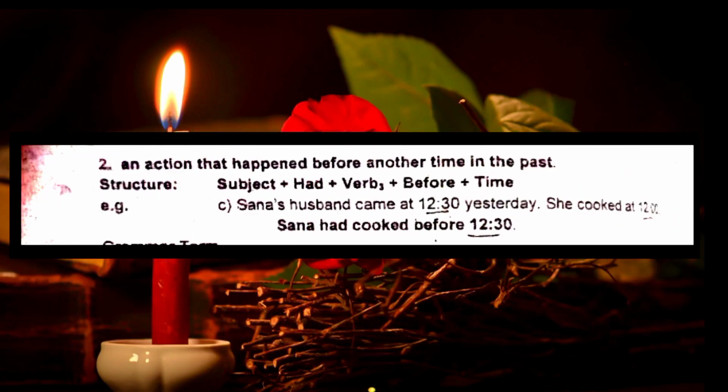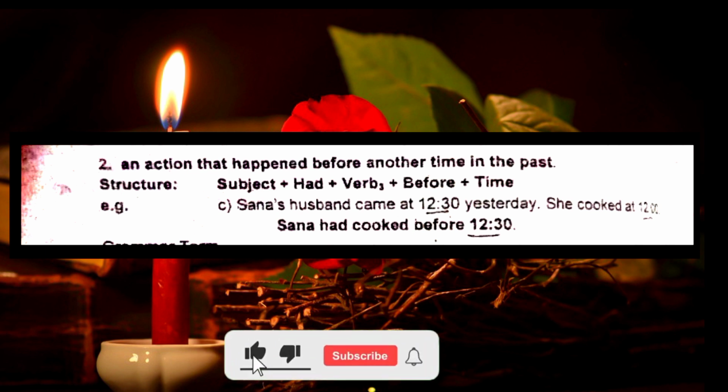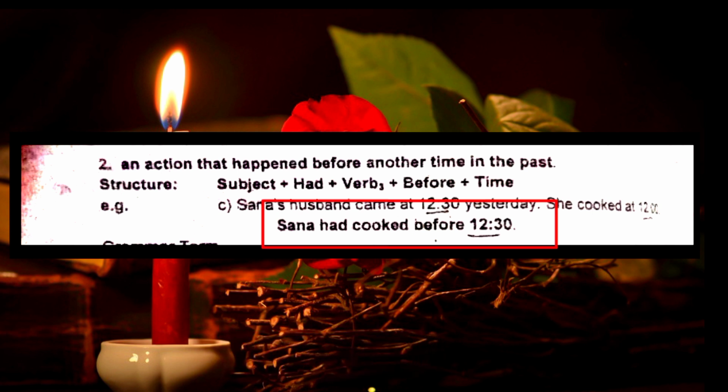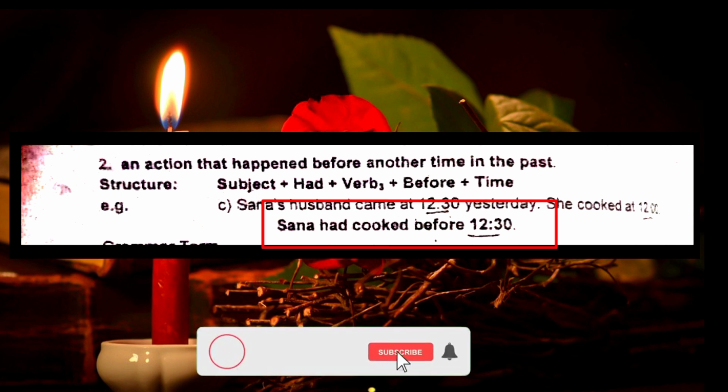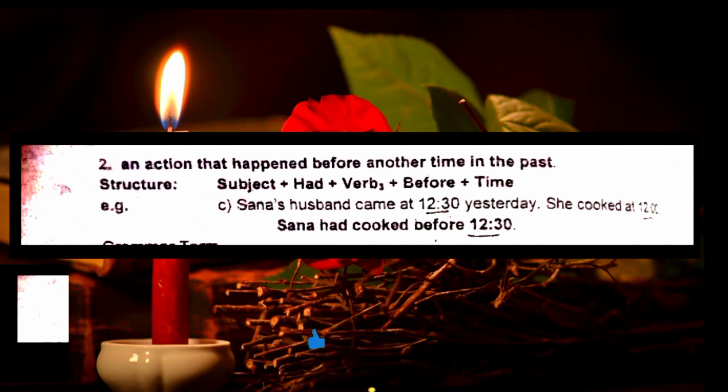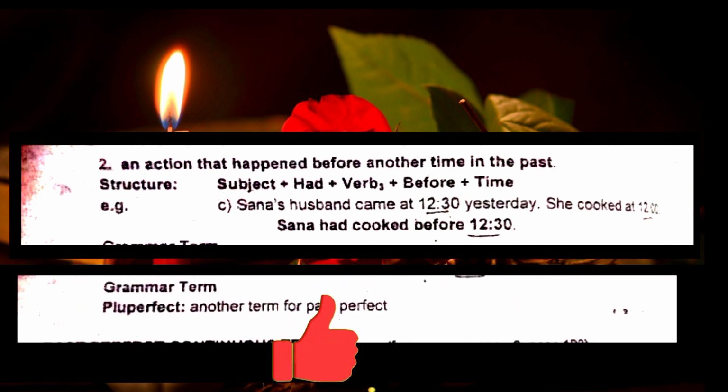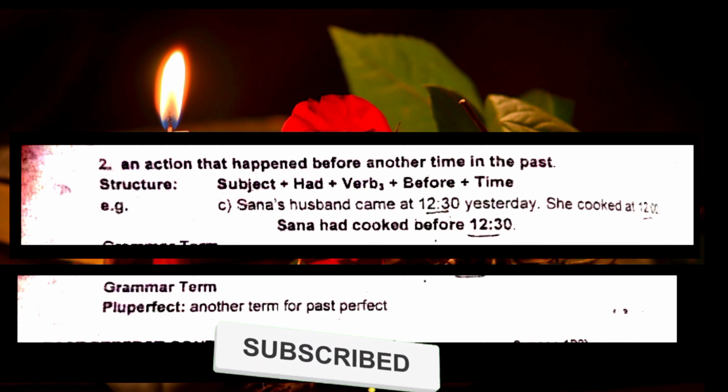Then we have the second usage: an action that happened before another time in the past. Structure: subject plus had plus verb third form plus before plus time. Sana's husband came at 12:30 yesterday. She cooked at 12. Sana had cooked before 12:30. Got it? The grammar term is pluperfect, another term for past perfect tense.